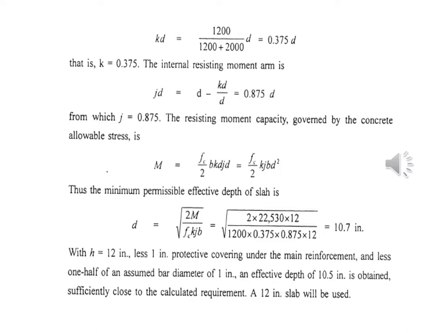So this is the way we have to start with. Now, first, let's talk about KD Dumbo. KD Dumbo is 1200, 2200.